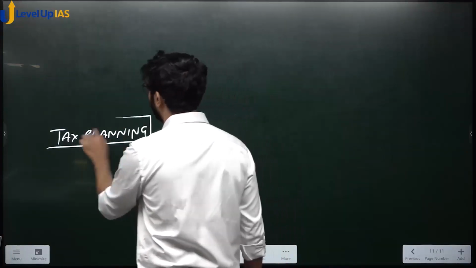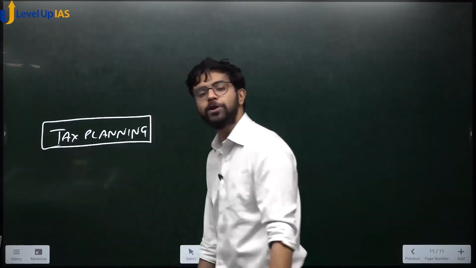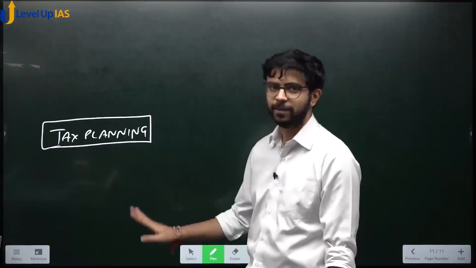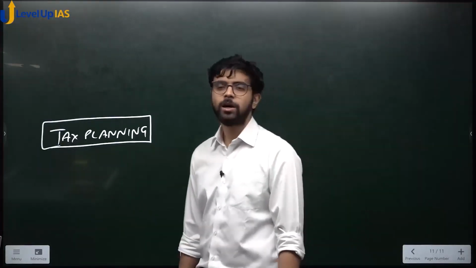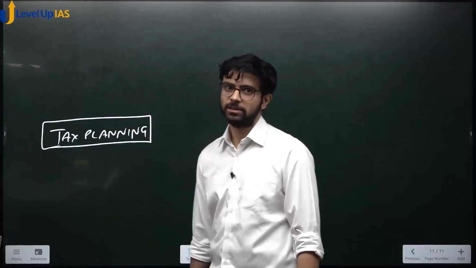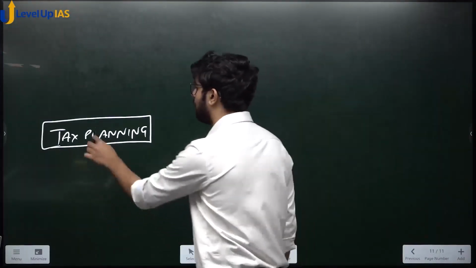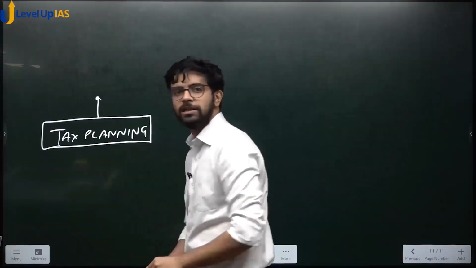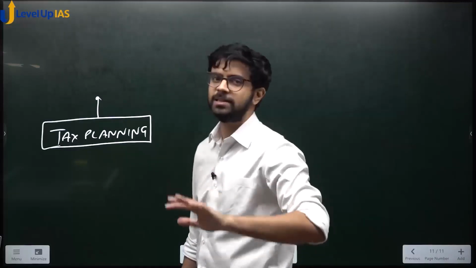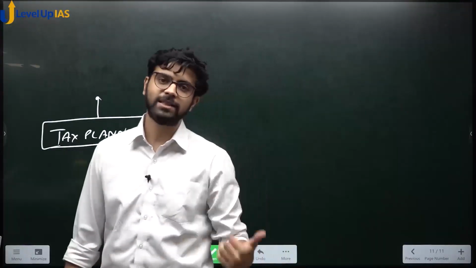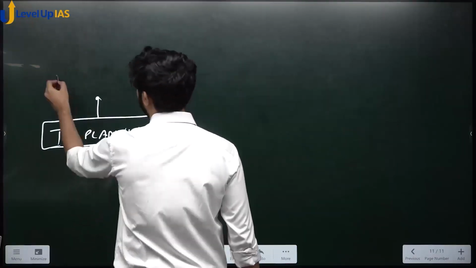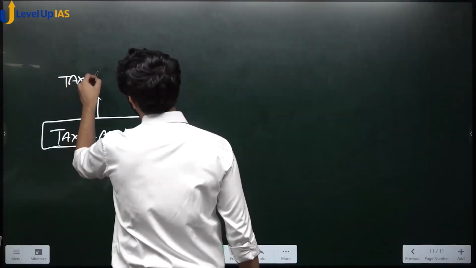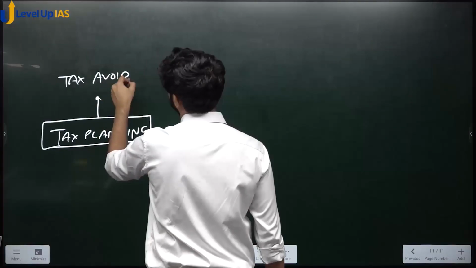This is within the four borders of the law. Absolutely legal. Government encourages tax planning. Yes or no? Because government also doesn't want you to waste your money. Government wants you to plan your tax. One level above, if we go a little bit outside the law, little bit inside the law, one leg outside the law, one leg inside the law, it is called tax avoidance.